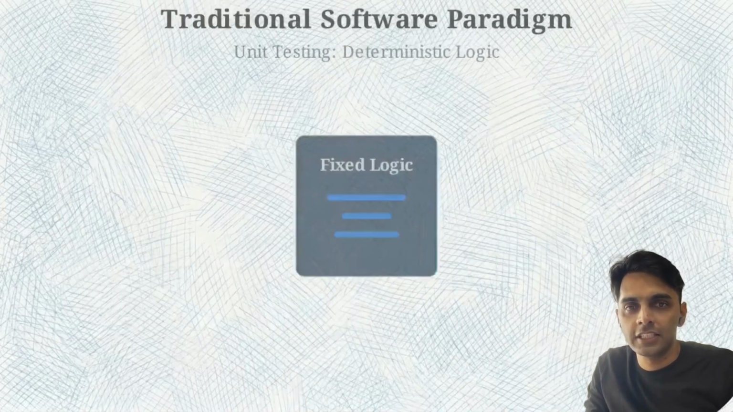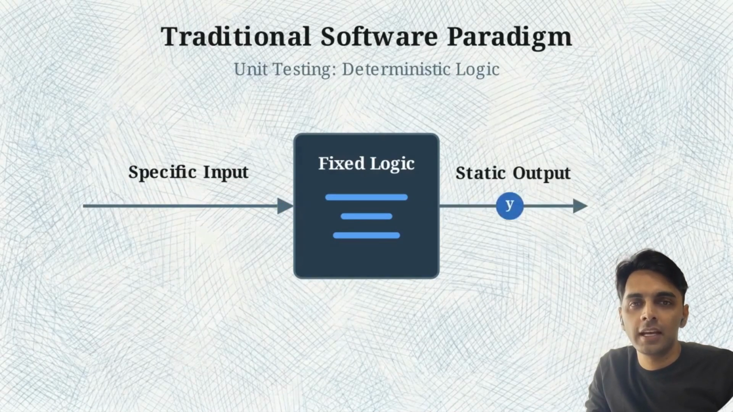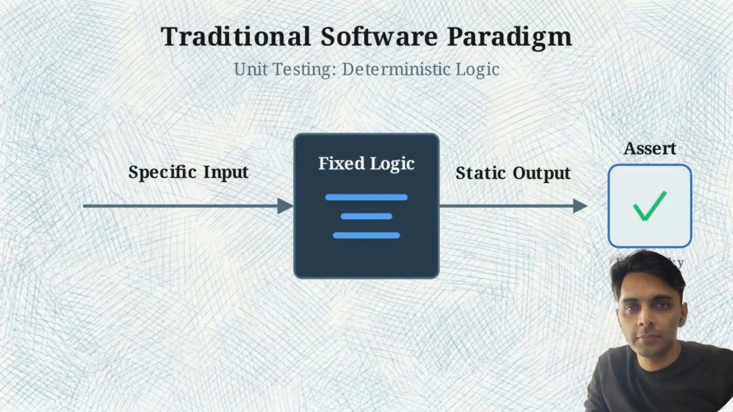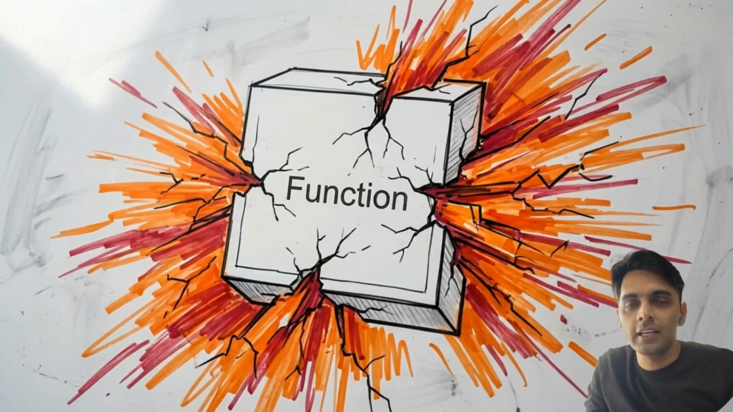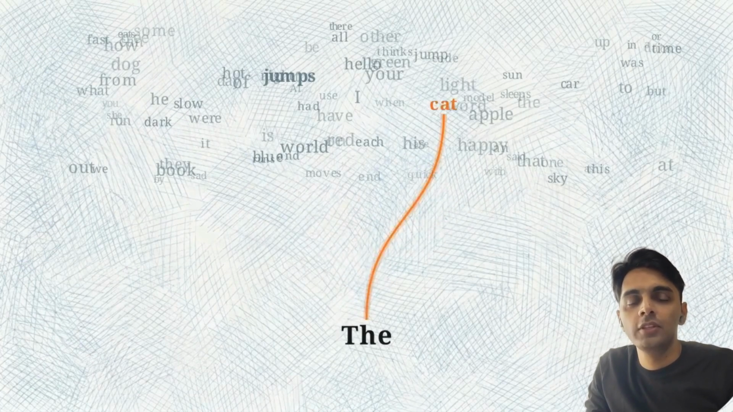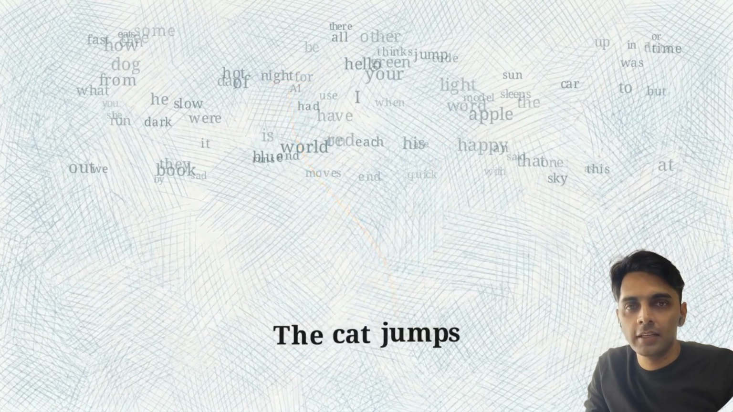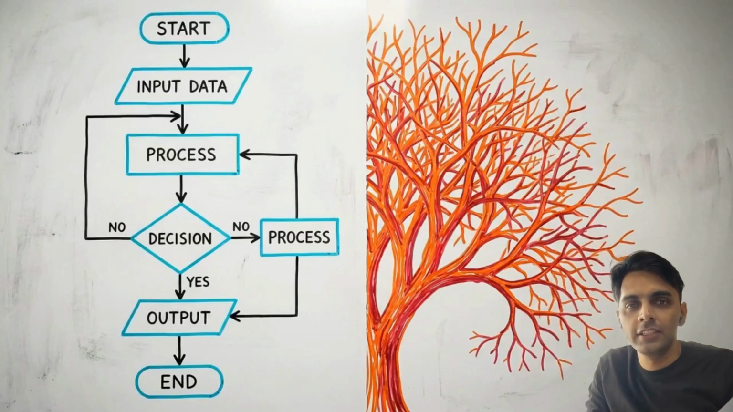Standard CI/CD pipelines rely on unit testing, where you feed a function a specific input and assert a predictable static output. Generative AI breaks that methodology. Large language models do not execute fixed logic loops. They generate text stochastically, picking tokens out of a massive probability distribution across billions of parameters. They are inherently open-ended.